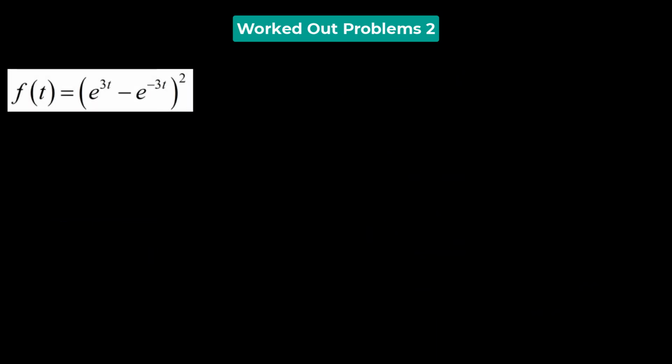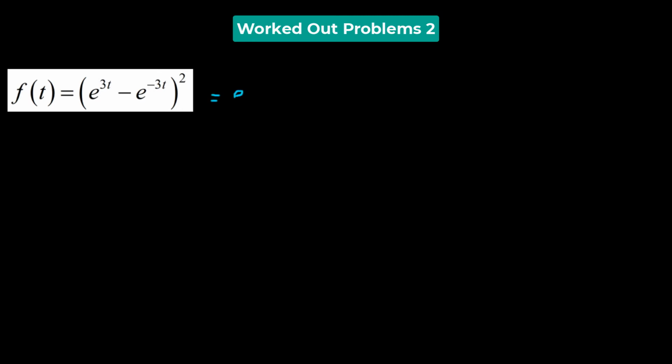So here we have the function f(t) equals (e raised to the power of 3t minus e raised to the power of negative 3t) whole squared. So we need to find the Laplace transform of this given function. So there are 2 ways of finding the Laplace transform. So let's begin with the first method. In the first method, we're going to simply expand the given function because it's an identity, (a minus b) whole squared.